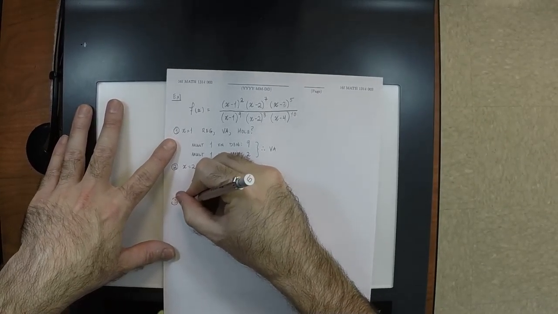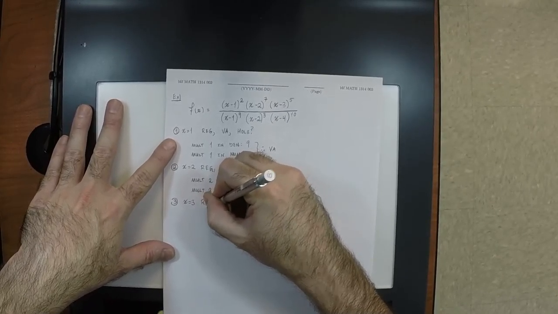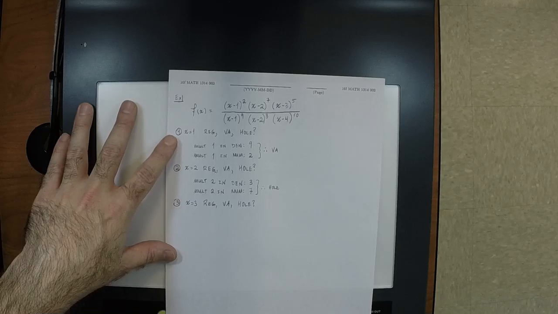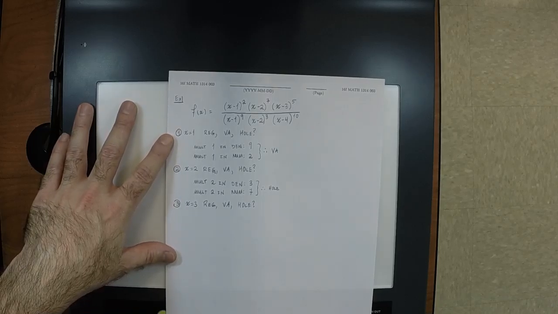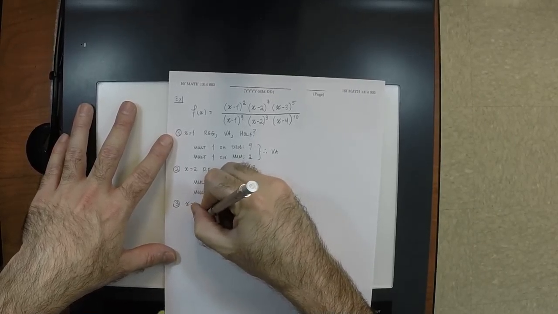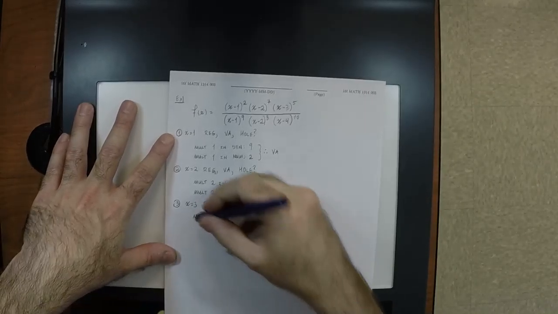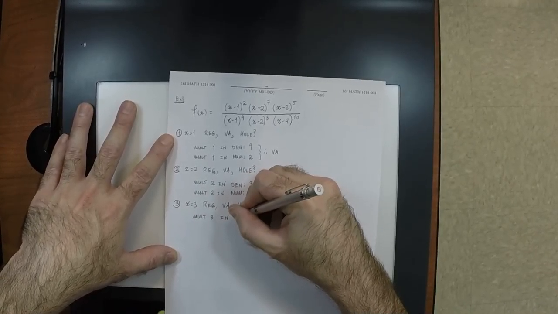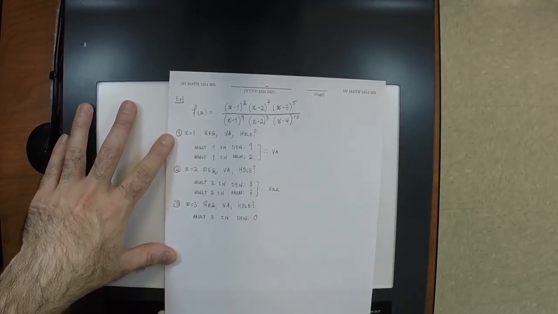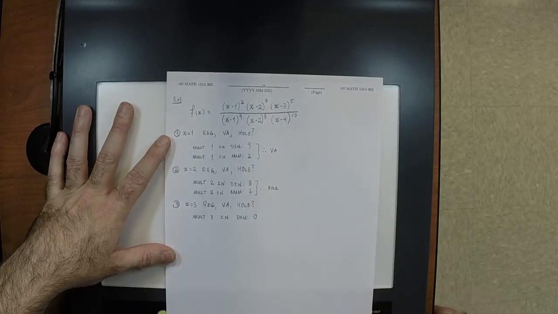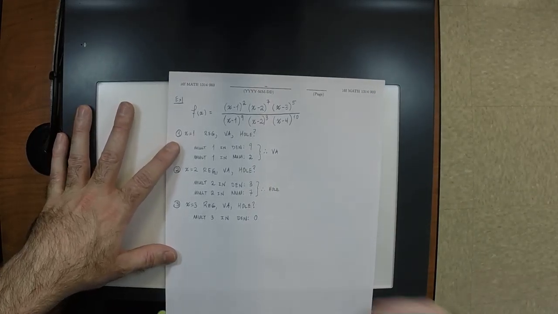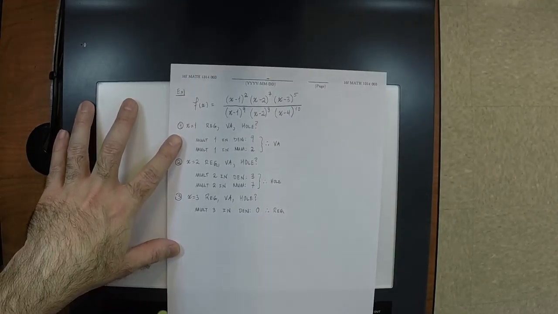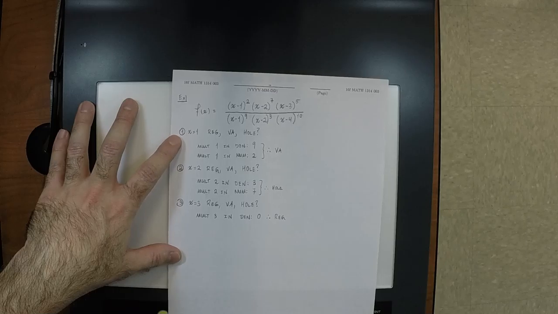How about x equal to 3? Is it regular, a vertical asymptote, or a hole? It's regular. Why is it regular? It's not a division by 0 at all. Which is to say, what is the multiplicity of 3 in the denominator? It's 0. How many times does x minus 3 appear in the denominator? 0 times. So it's regular. It does mean that 3 is a 0 of the rational function, yes.